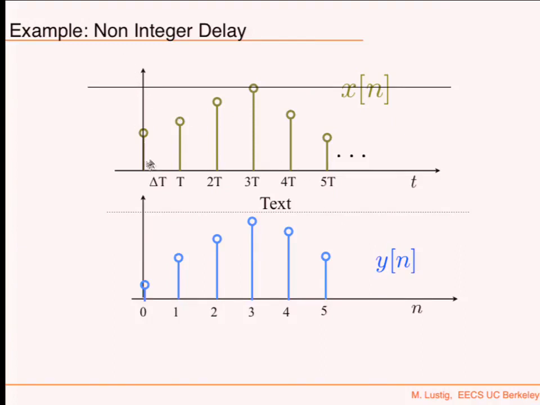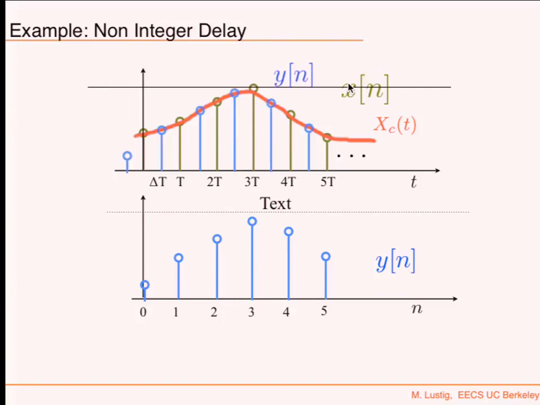So a non-integer delay is, I have some samples over here, and this is x of n. Now, what I'm going to do is reconstruct in continuous time. Then I'm going to resample it with a delay. Those are the blue ones. And now I'm going to assign this to be n equals 0, and that will be the output. Do you see that it's delayed?